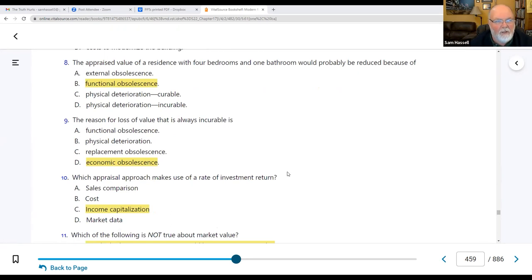Number eight, the appraised value of a residence with four bedrooms and one bathroom would probably be reduced because of what? Functional obsolescence. They all work, but there's just not enough of them. The function makes it extremely difficult to deal with, right? Extremely so, that's a lot.